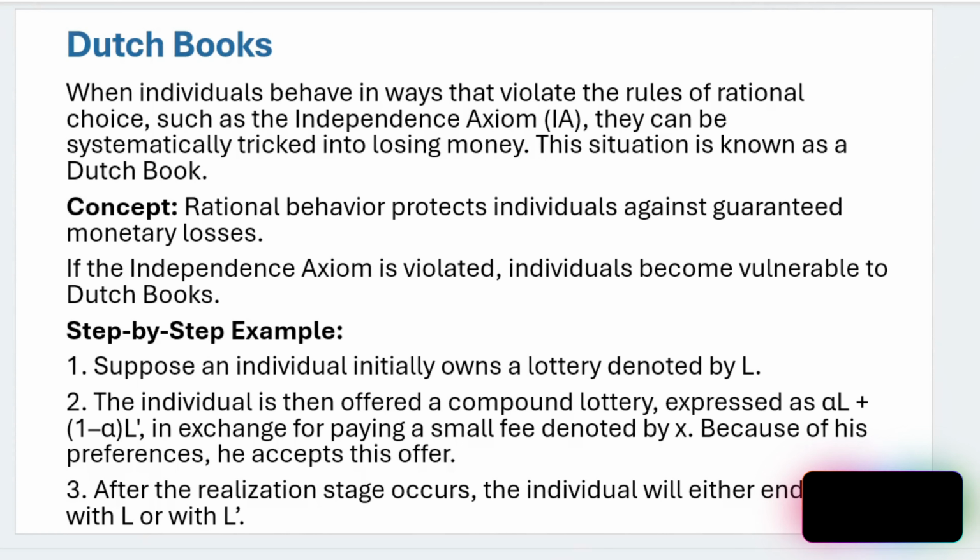So we can see here, this is called the Dutch books. What is Dutch books? When individuals behave in ways that violate the rules of rational choice.